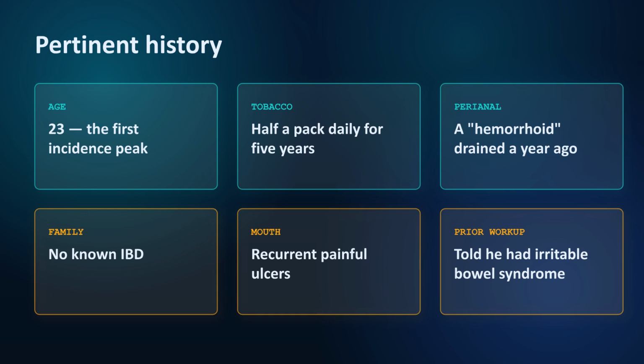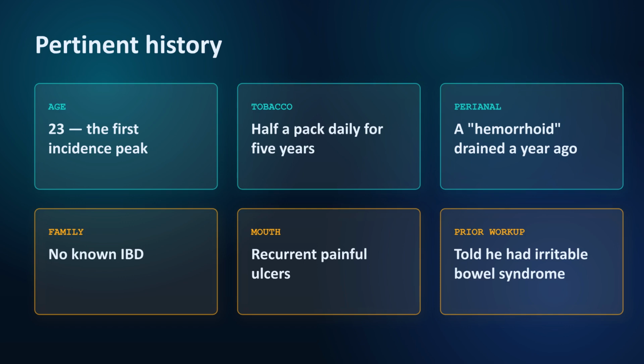Now the rest of the history. He is 23, right inside the first incidence peak. He smokes half a pack a day and has for 5 years. Hold on to that. A year ago, he had what he was told was a hemorrhoid drained. He has no known family history of inflammatory bowel disease, and he gets recurrent painful mouth ulcers. He was previously told he had irritable bowel syndrome.